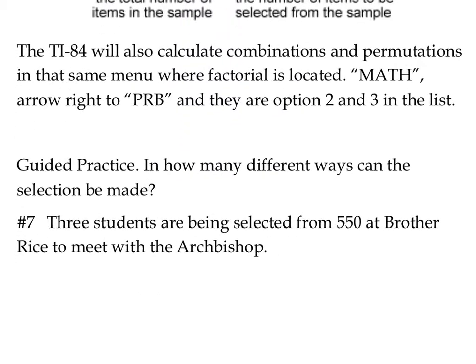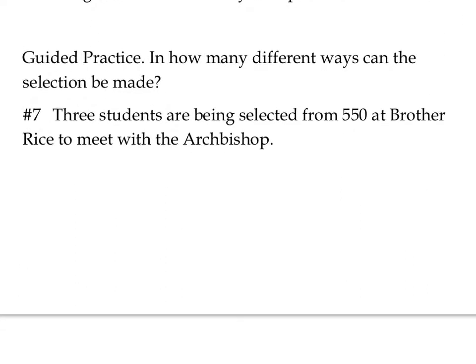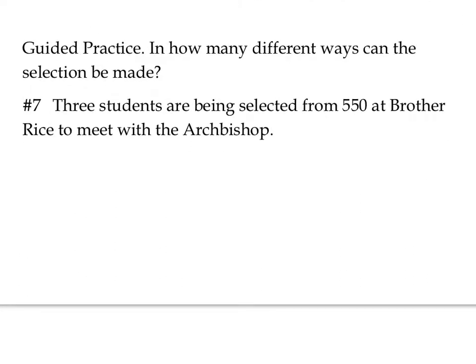So let's look at how many different ways this selection can be made. 3 students being selected from 550 at Brother Rice. So we talked about this in the previous examples. The first thing we have to look for is that order doesn't matter, so it's a combination. So we're going to do a combination of 550, that's our n. N is 550. That's a total number in our set of students, 550. We're selecting 3. That's our R value.